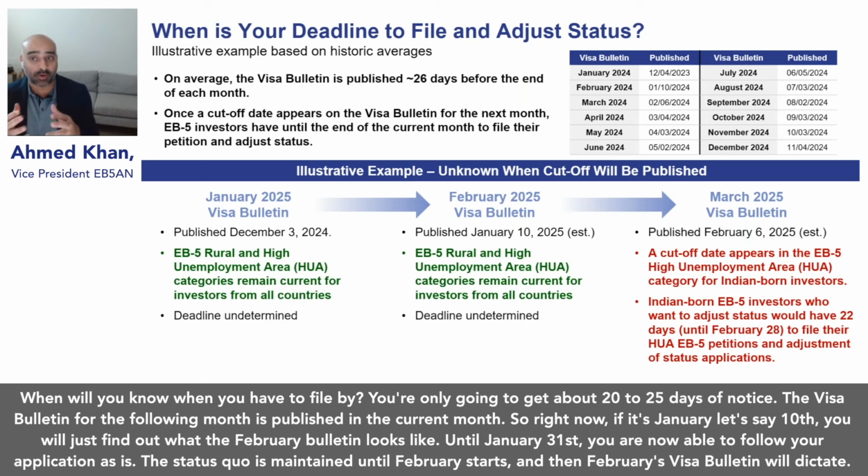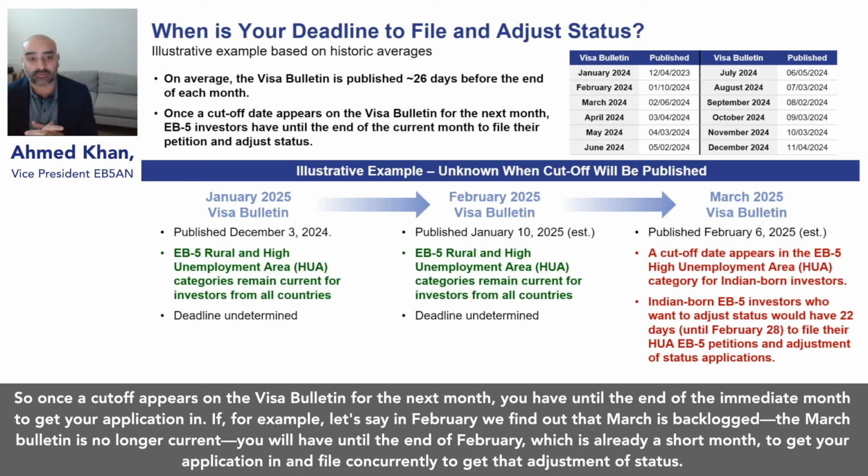When will you know when you have to file by? You're only going to get about 20 to 25 days of notice. The visa bulletin for the following month is published in the current month. So right now, if it's January, let's say 10th, you will just find out what the February bulletin looks like. Until January 31st, you are now able to file your application as is. The status quo is maintained until February starts, and then February's visa bulletin will dictate.